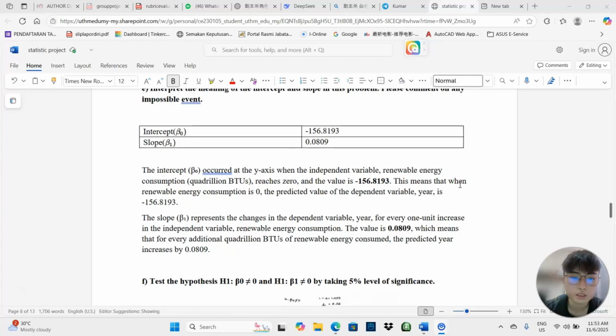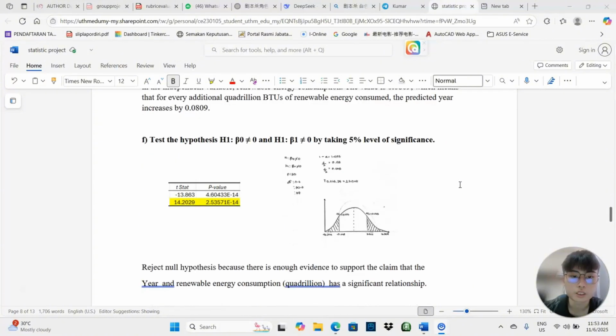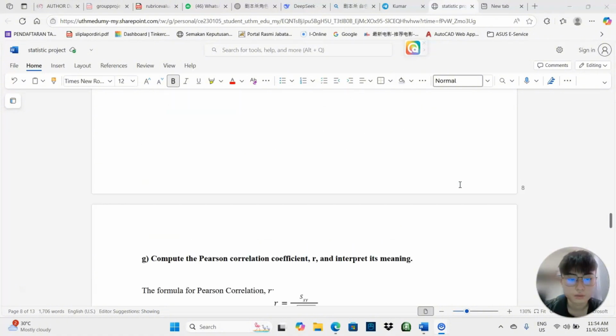Which means that for every additional BTU of renewable energy consumption, the year increases by that value. Next, we test the hypothesis by taking the 5% level of significance, and we reject the null hypothesis because there is enough evidence to support the claim.